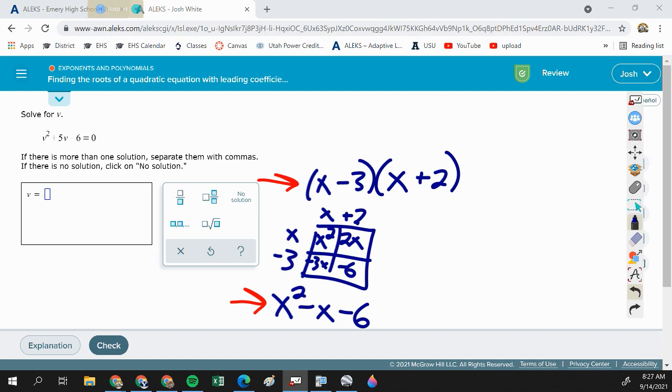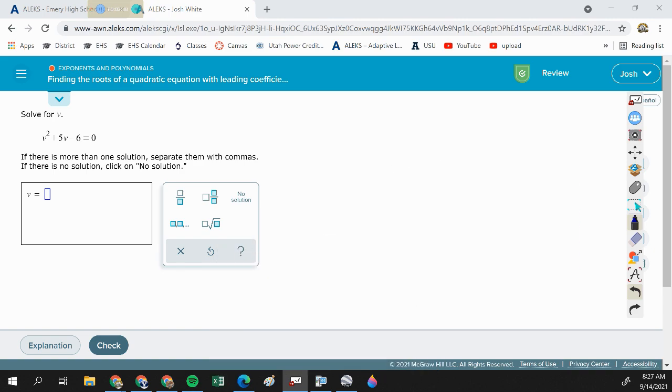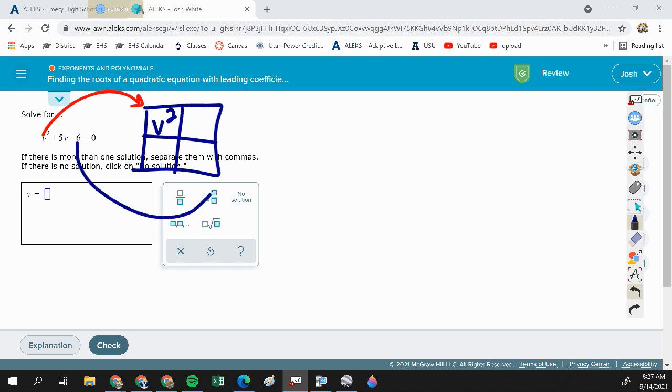Well, now we're going to go backwards. We're going to take this equation and turn it into that equation. And we do that using the box. So I put in v squared. This one goes right here. And this one goes right here. And I recommend that you write this out. Then you multiply those together. V squared times -6 is -6 v squared.